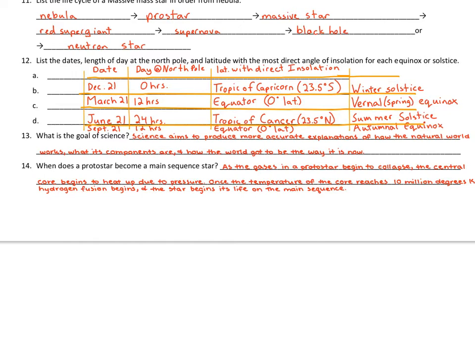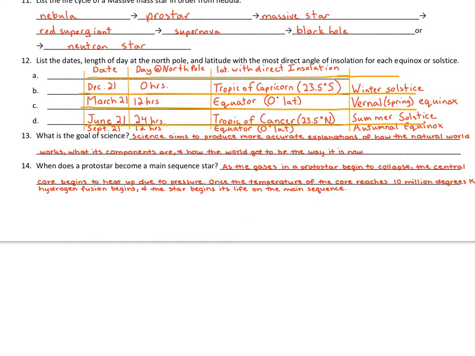Then we move over to March 21st. This is going to be an equinox. Equinox should tell you right away: equal day and night, so the entire Earth is going to get 12 hours a day, 12 hours of night. The most direct angle of insolation is going to be on the equator, and hence it's an equinox. We'll call that the vernal or spring equinox.